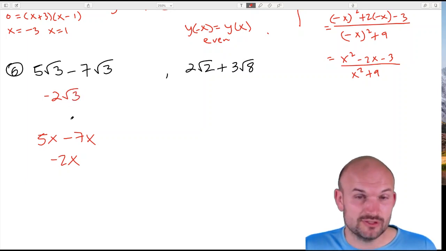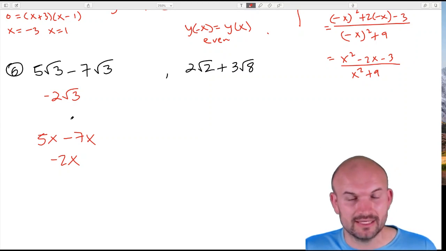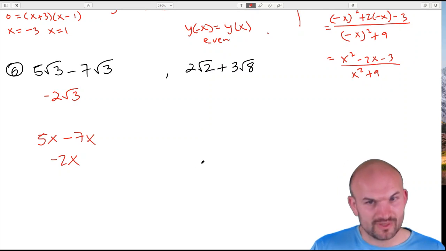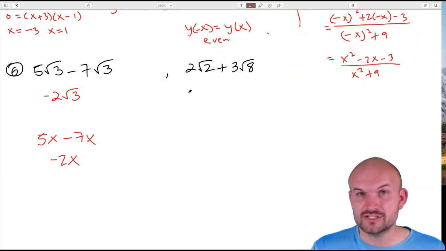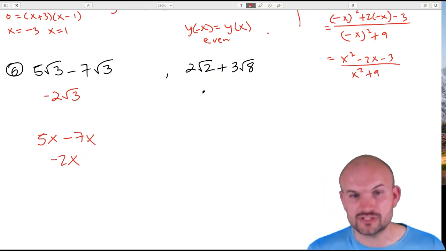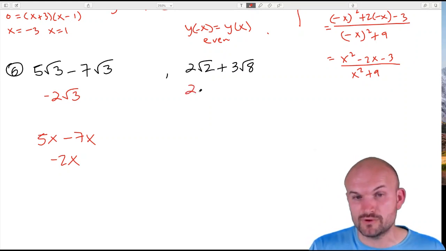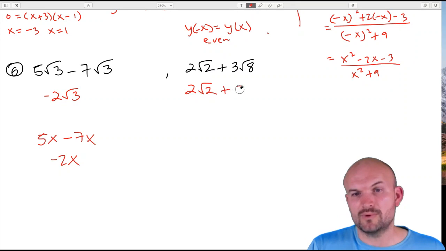Now in the next example, you can't do anything with the square root of 2 and the square root of 8 because they're not exactly the same. However, we can simplify the square root of 8, so therefore it becomes a surd we can simplify a little bit further, so therefore we have the square root of 2. So what I'm going to do is I'm going to break up 8 as 4 times 2.